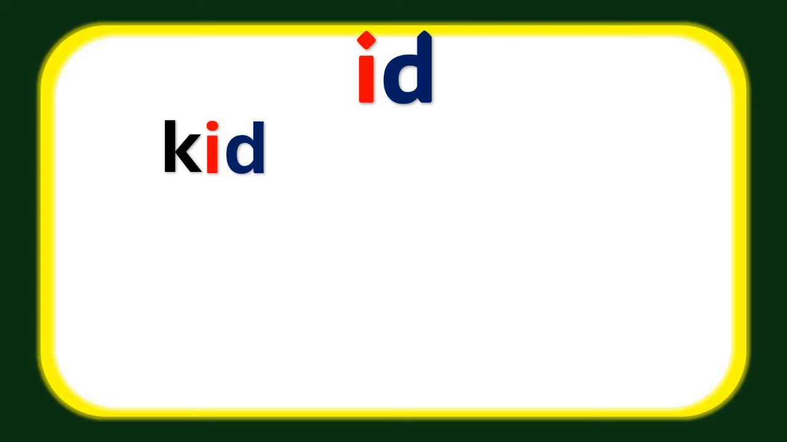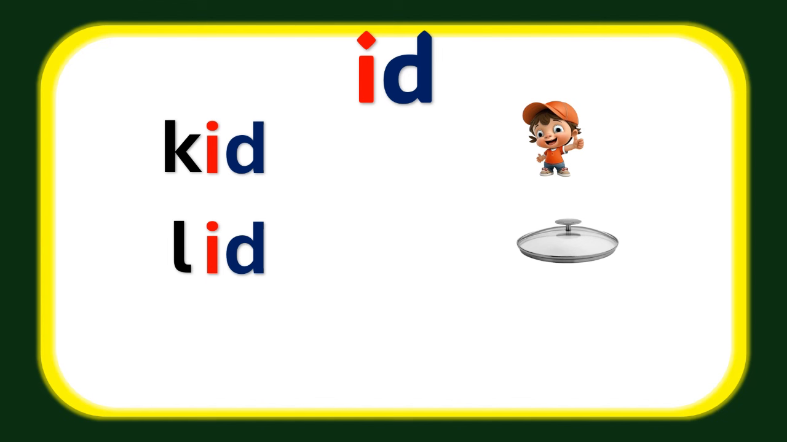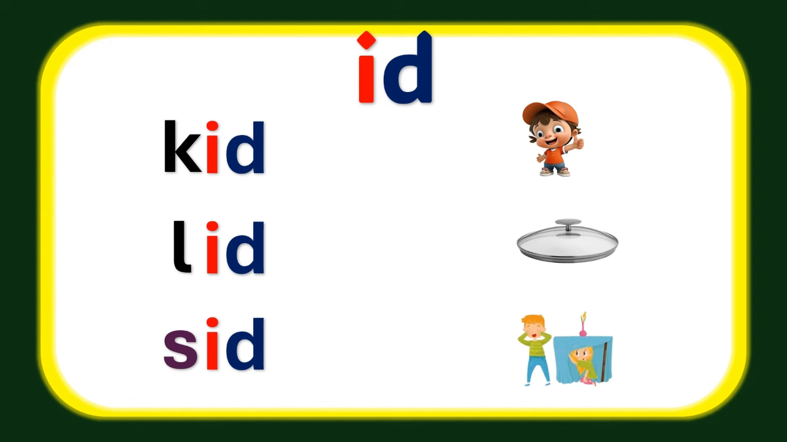K. Id. K. Id. Kid. Kid. U. Id. U. Id. Lid. Lid. S. Id. S. Id. Sid. Sid. Again. Id. Kid. Lid. Sid. You're going to read, children.